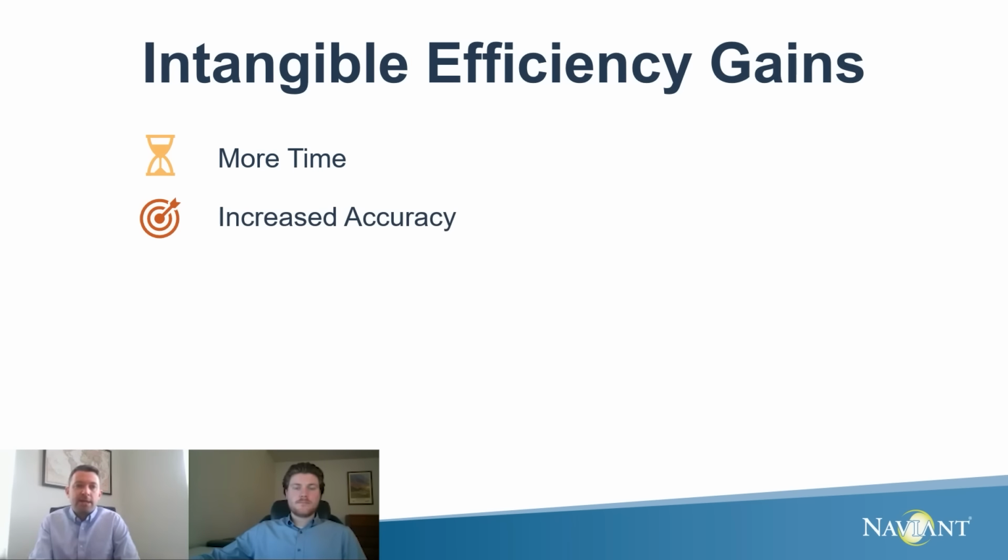Another big benefit is the increased accuracy. Again, automating those tasks reduces the likelihood of human errors from the manual data entry. Improved cash flow is a big one, right? Being able to pay invoices on time, avoid late payment fees, take advantage of early payment discounts. All these things help improve cash flow management.